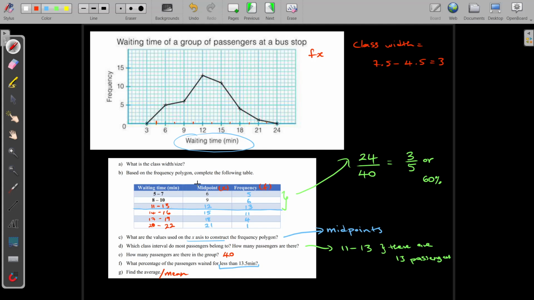So 5 times 6, that's 30. 6 times 9, that's 54.